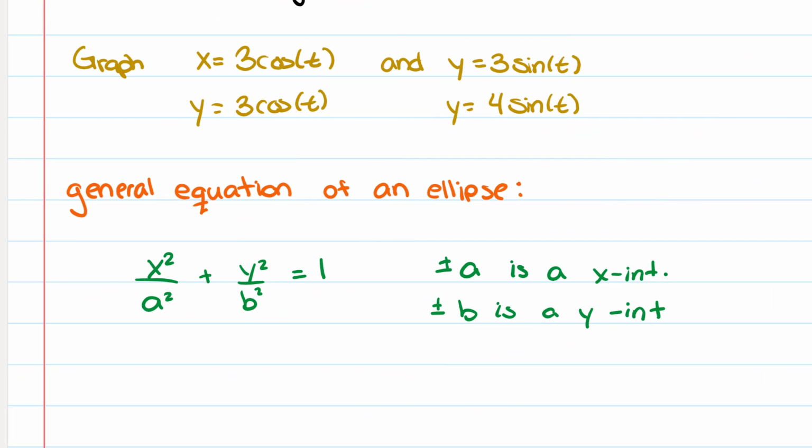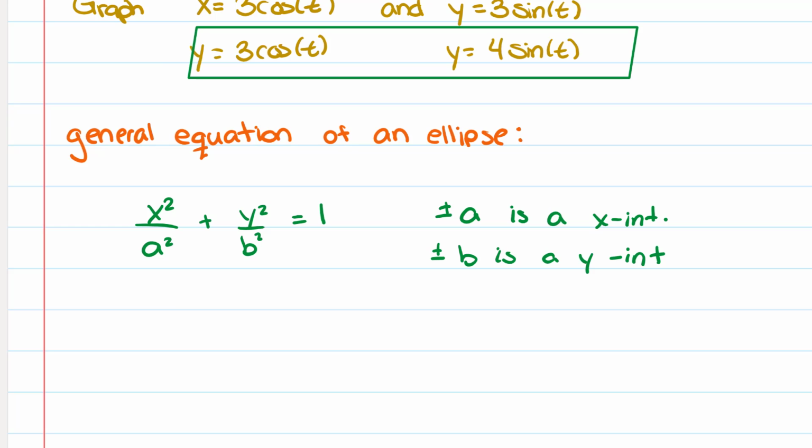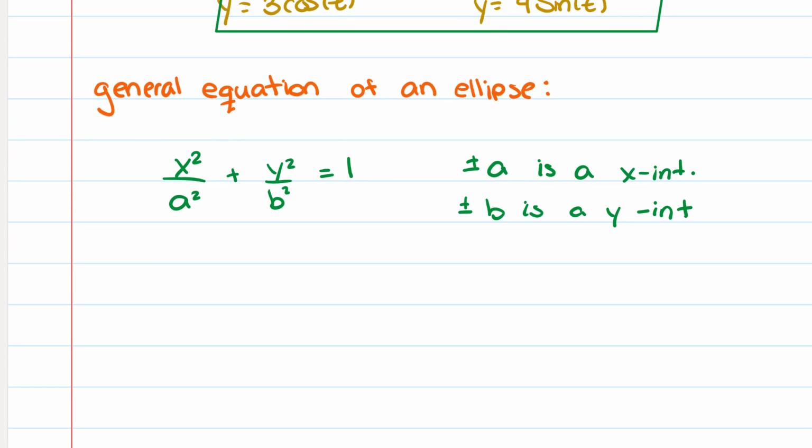Okay, so we have that the general equation for an ellipse is x squared over a squared plus y squared over b squared is equal to 1. And we can get that the x-intercepts are plus or minus a, and the y-intercepts are plus and minus b. So we have the equations x equals 3 cosine t and y equals 4 sine t. If I want to find the equation in Cartesian format, I need to get rid of t. So I know x is equal to 3 cosine of t, and y is equal to 4 sine of t.